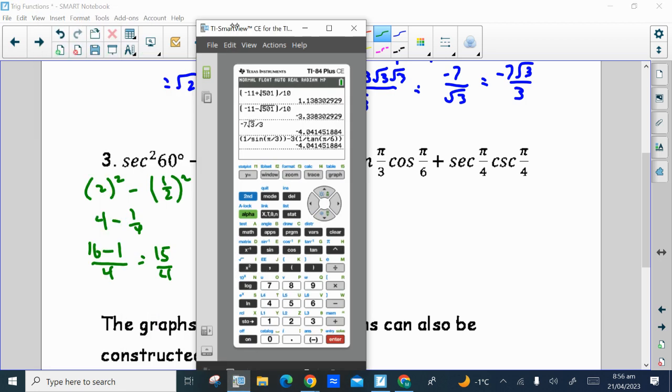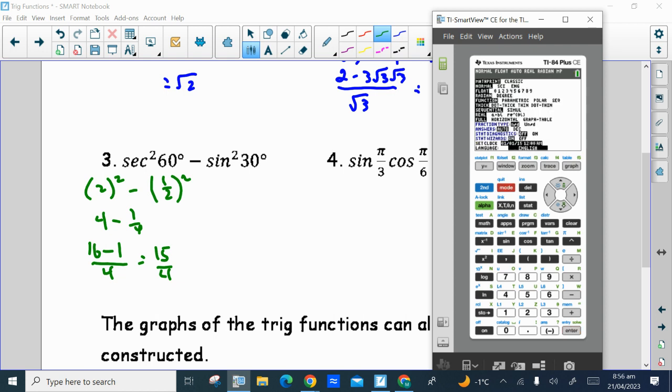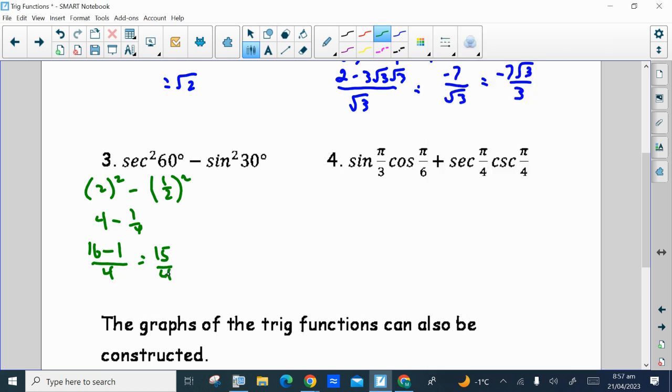which we can check on our calculator. Now, though, we have to be in degree mode because our angles are in degrees. To do the secant of 60 all squared, we'll have to go in brackets 1 divided by the cosine of 60. Close the bracket on the 60, close the bracket on the expression, and then square it. Minus, in brackets, the sine of 30 degrees, all squared. Gives us 3.75, which is what 15/4 is. Okay, so it checks.